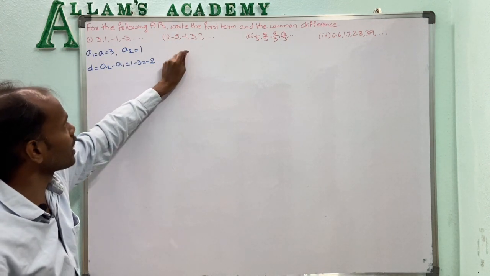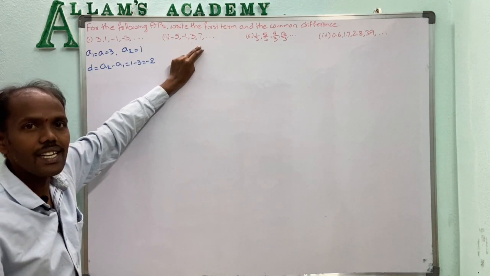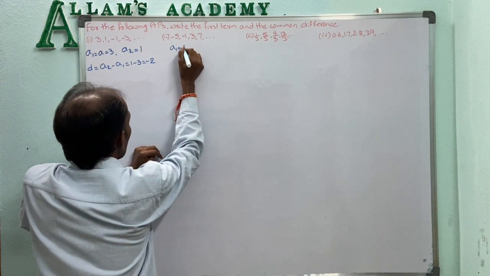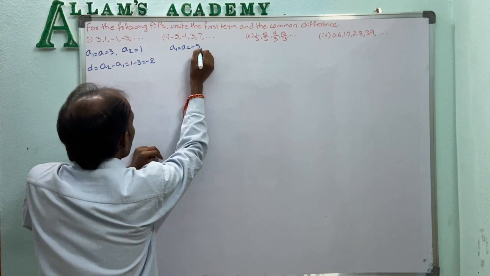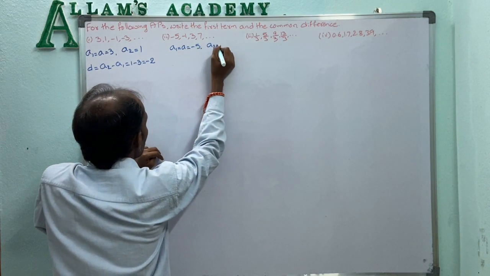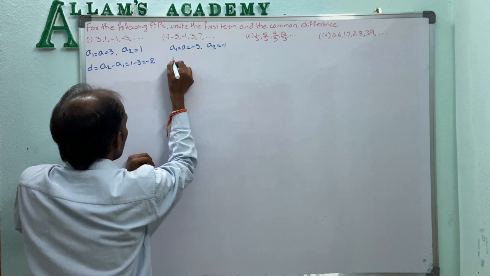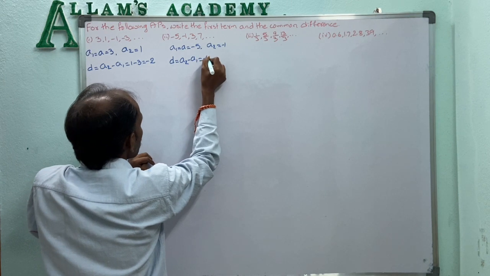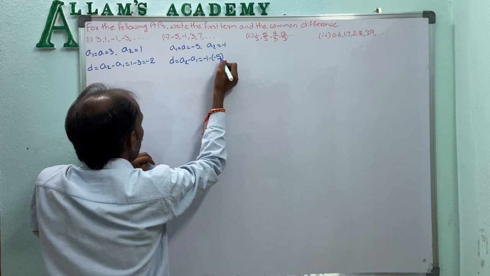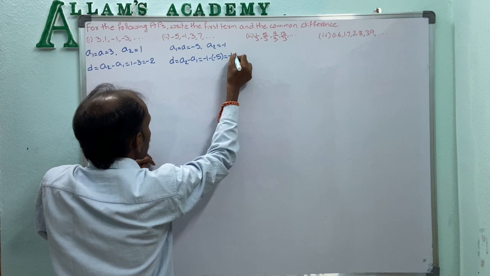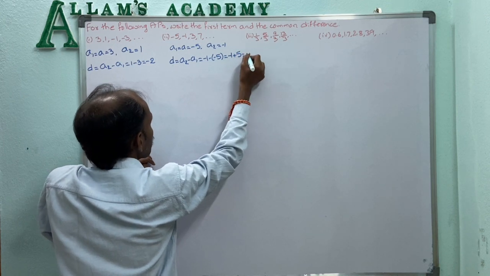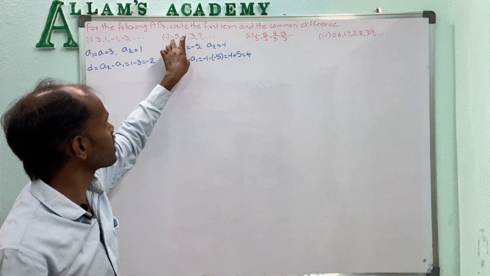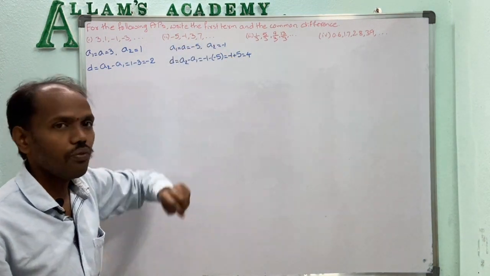For the second problem given minus 5, minus 1, 3, 7 and so on. Here the first term A1 is equal to A is equal to minus 5, and the second term is minus 1. The common difference D is equal to A2 minus A1, that means minus 1 minus of minus 5. So minus of minus 5 is nothing but plus 5. So minus 1 plus 5 is equal to 4. So the common difference of this series is 4.